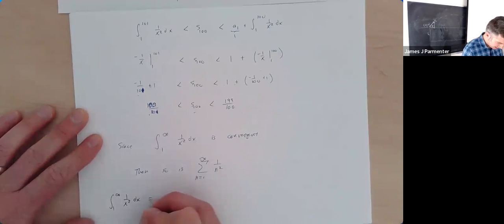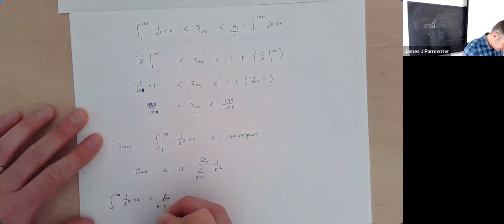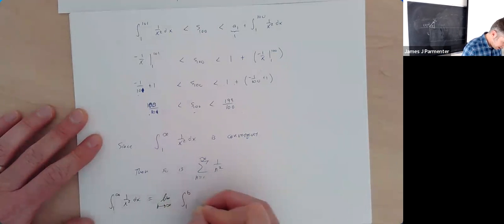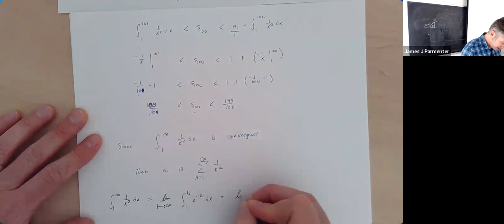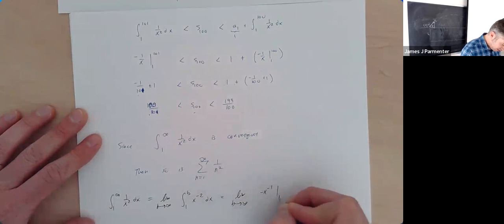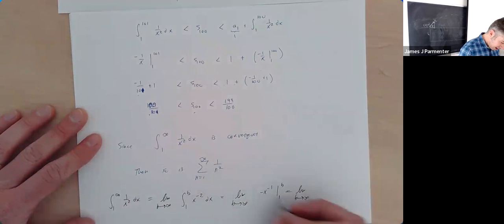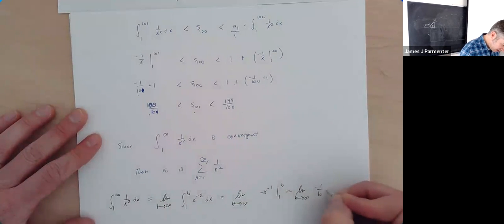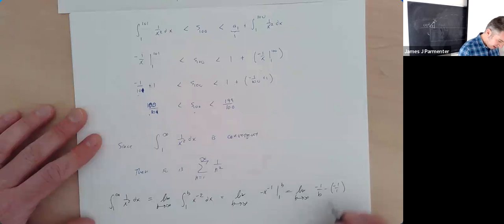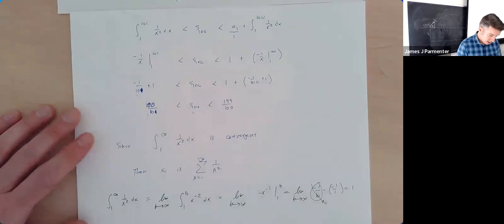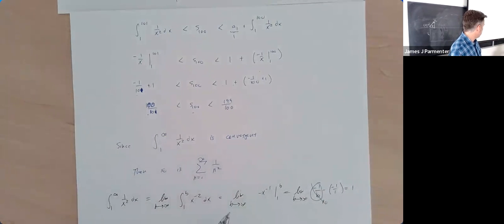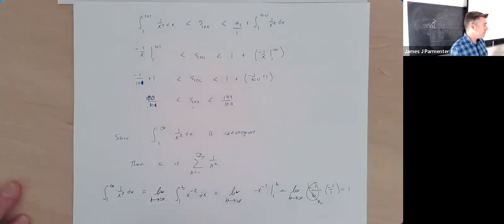So let's use a limit and say it's the limit as b goes to infinity of the integral from 1 to b. I would write that as x to the negative second. Then we integrate. You get the limit as b goes to infinity of negative x to the negative 1, from 1 to b, which is the limit as b goes to infinity of negative 1 over b minus negative 1 over 1. And then as b goes to infinity, that goes to 0. So we just get 1. So this integral converges to 1, which means the series converges.